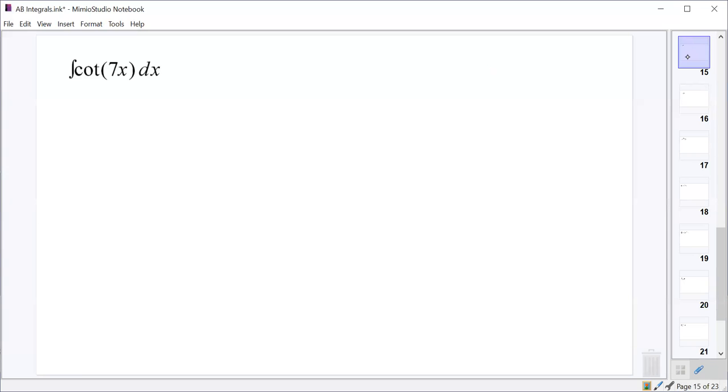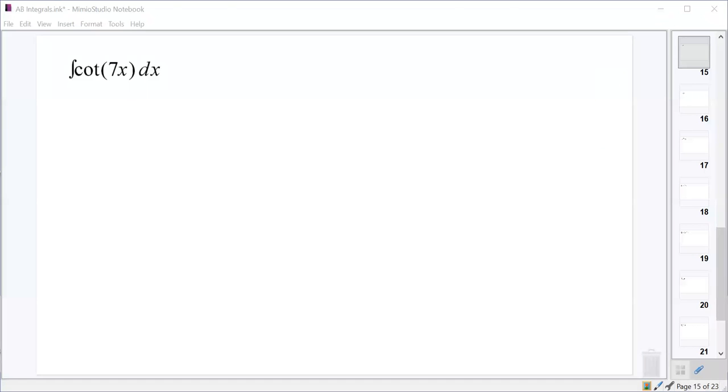So with that knowledge, I'd like you guys to take 2 minutes and see if you can find the integral of cotangent of 7x. So give this a try on your own. Sound good? Perfect. All right, ready, go.